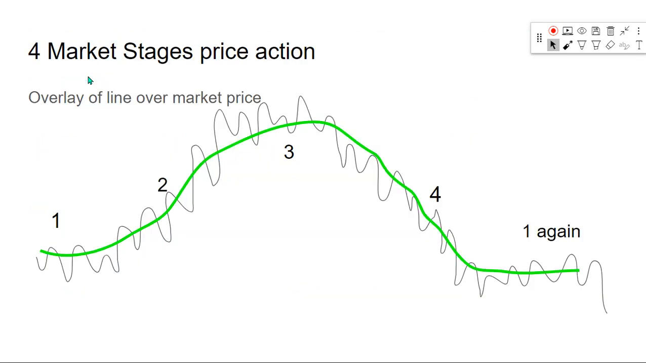This is just a basic drawing of the 4 market stages going from left to right. 1, then 2 is an uptrend, then 3 is a peak, and then 4 is a downtrend.